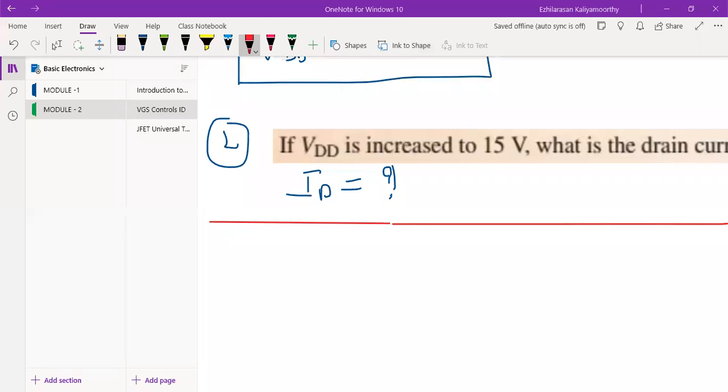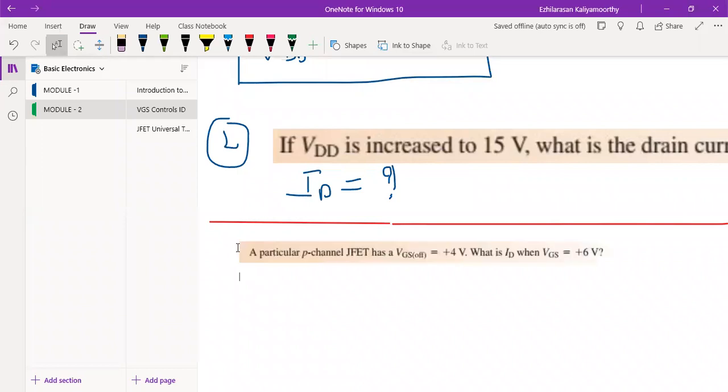The next problem is a particular P channel JFET has VGS(off) equivalent to plus 4 volt. Then what will be the ID when VGS is equal to plus 6 volt? So this is the question here.